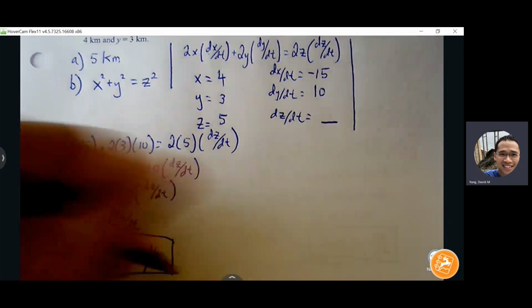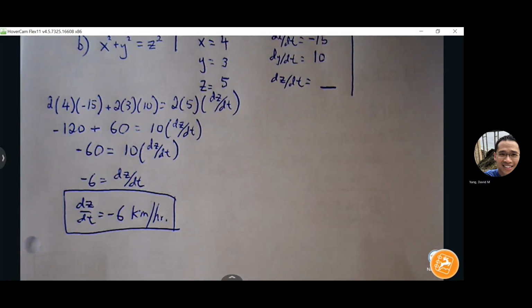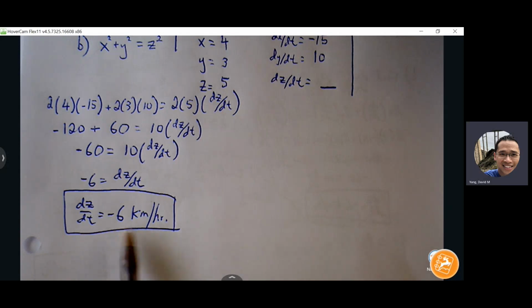Okay, so what is that negative? What does that tell us about this problem? Negative 6. Yeah, at this moment in time, the distance between ship A and ship B is what? Yeah, decreasing, right? And getting closer towards each other at that rate, at this moment in time.